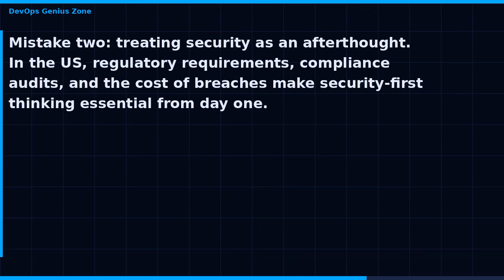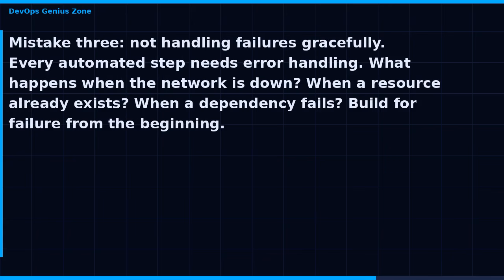Mistake 3, not handling failures gracefully. Every automated step needs error handling. What happens when the network is down? When a resource already exists? When a dependency fails? Build for failure from the beginning.